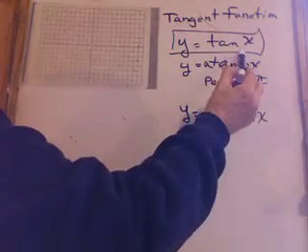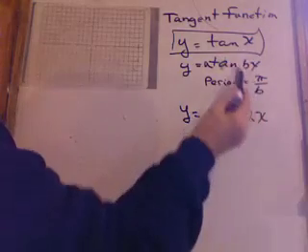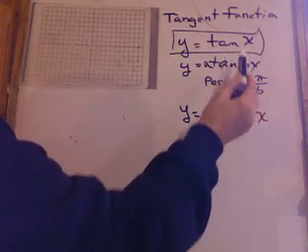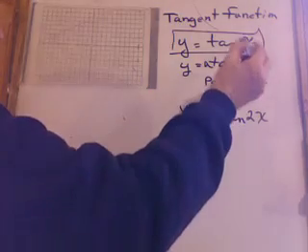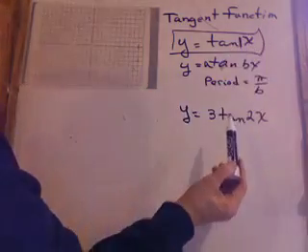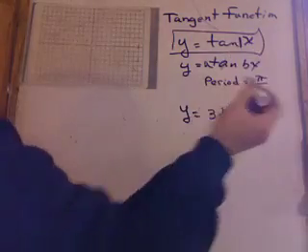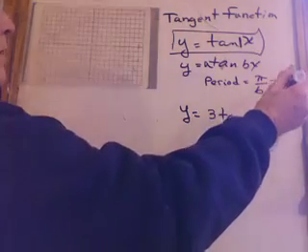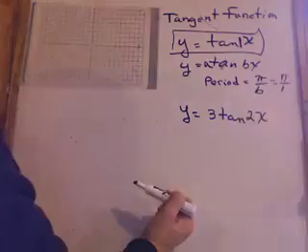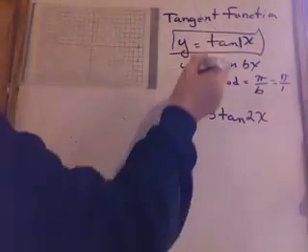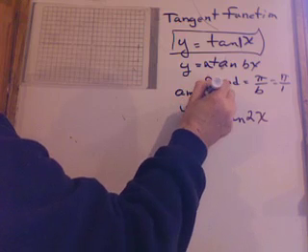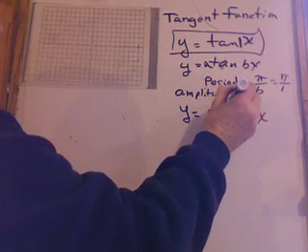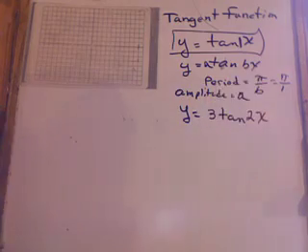So if there's any coefficient in front of that x, that's the number that affects the period. In this case it's a 1, so the period is pi over 1. And the amplitude is a, just like in the sine and cosine functions.